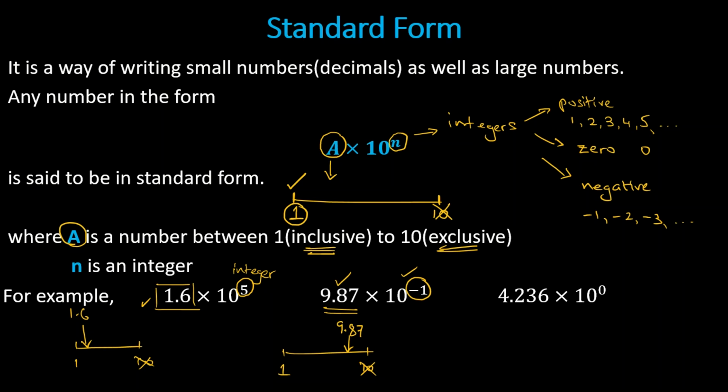The third example, 4.236. Let us check, is it between 1 and 10? After 1 you have 2, 3, then 4, then 5 and so on. So 4.236 is between 1 and 10. This is correct. What about the power? Is it an integer? Yes. So 4.236 times 10 to the power of 0 is in standard form. Right? So I hope this is clear.